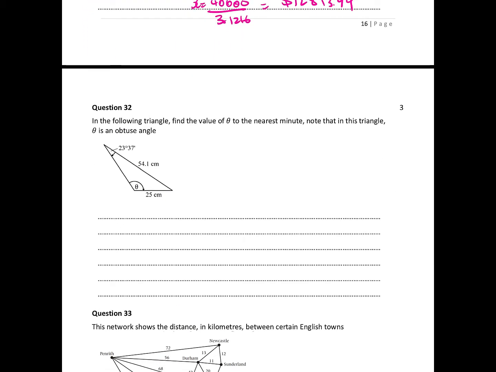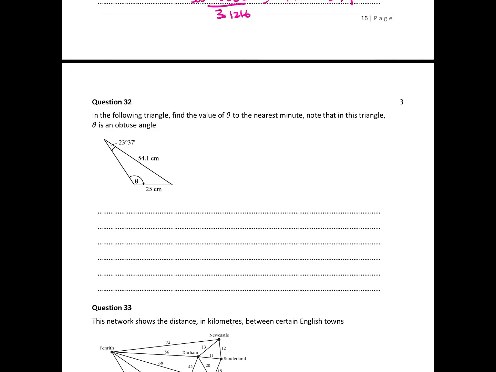Question 32, in the following triangle, find the angle of theta to the nearest minute. Note that the triangle is an obtuse triangle. They're telling us that theta is obtuse, so we have to keep that in mind. This is relatively straightforward to solve. I'm going to use the sine rule.